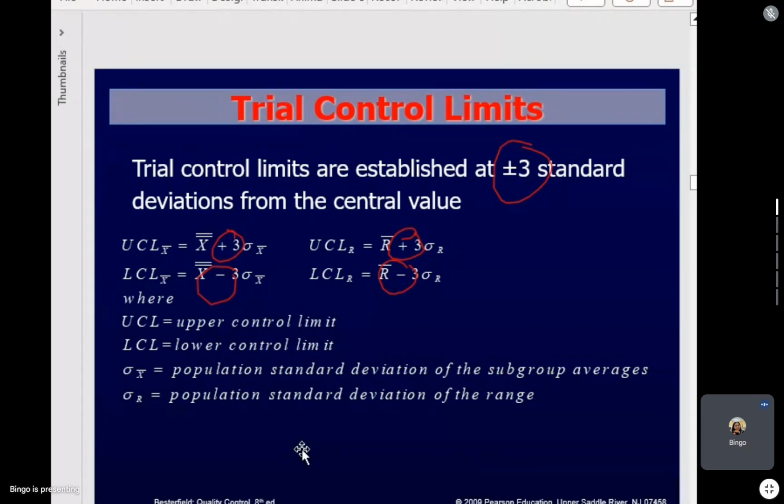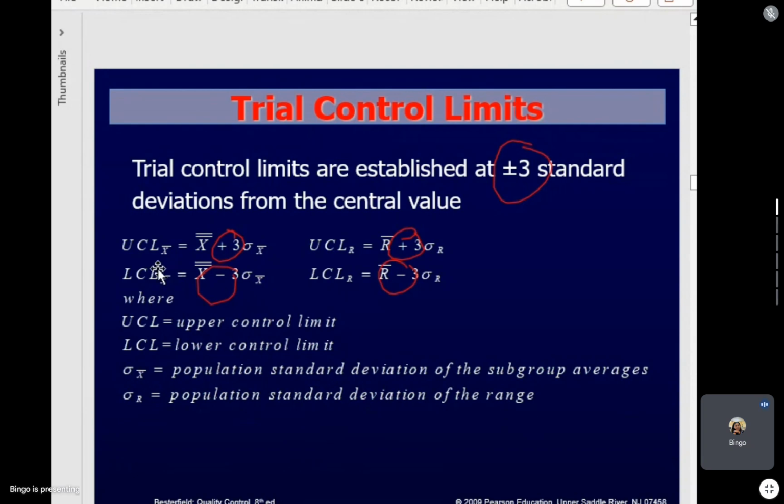Again. Kapag nakuha na natin si mean, si average mean, makukuha na natin si upper control limit at saka si lower control limit. So, take note that your UCL stands for the upper control limit, your LCL stands for the lower control limit, the sigma X bar is your population standard deviation of the subgroup averages, and your sigma R is your population standard deviation for range.